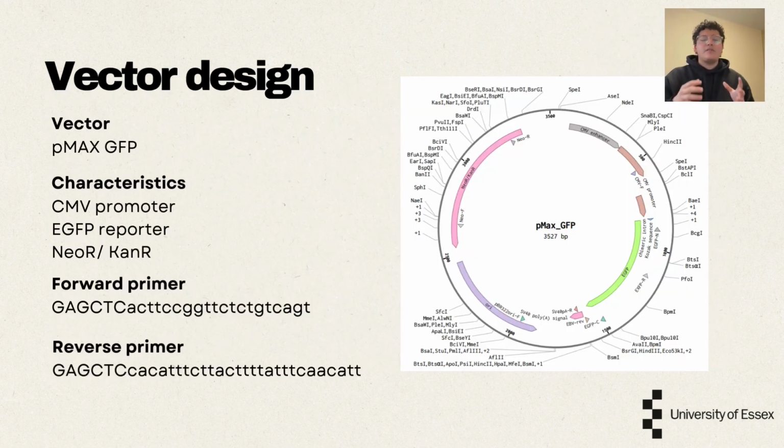The vector design was done using the plasmid called pMAX-GFP, which has a CMV promoter, an EGFP reporter, and a neomycin resistance for eukaryotes and kanamycin resistance for bacteria. The forward and reverse primers have a flanking DNA or overhang for the restriction enzyme called SacI. There is also no ribosomal binding sequence because the plasmid already has the Kozak sequence.